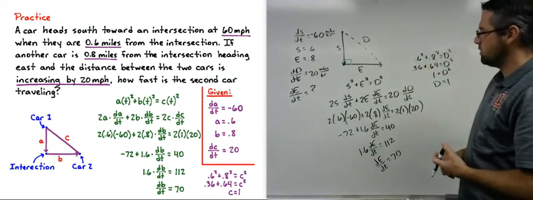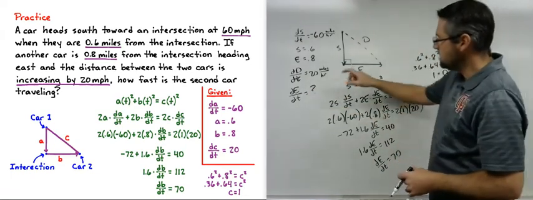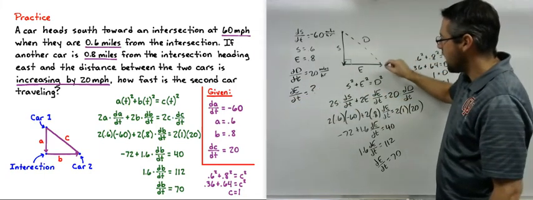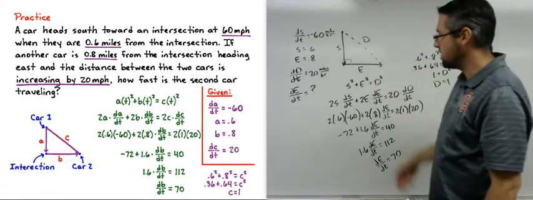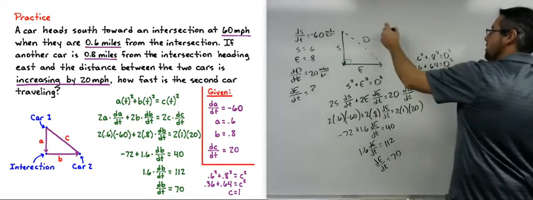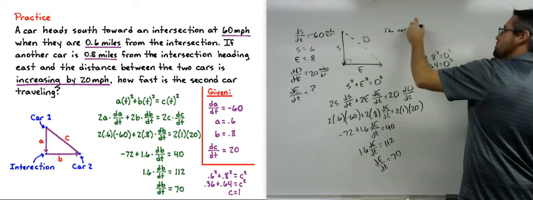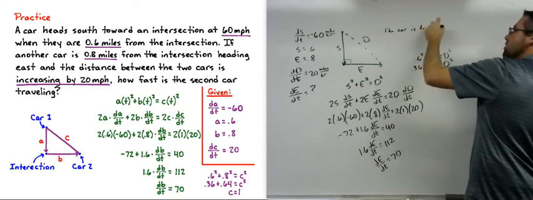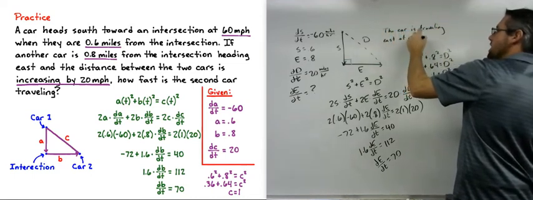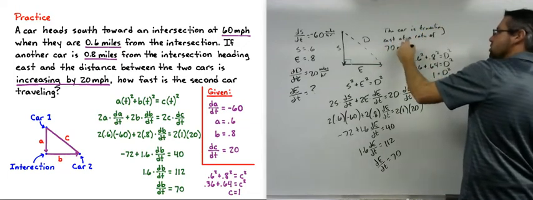The last thing we want to do is interpret our results. We know that dE/dt is 70. Well, what does that mean? That means the rate at which the car heading east is traveling at this particular moment in time is 70 miles per hour, okay? So the car is traveling east at a rate of 70 miles per hour.